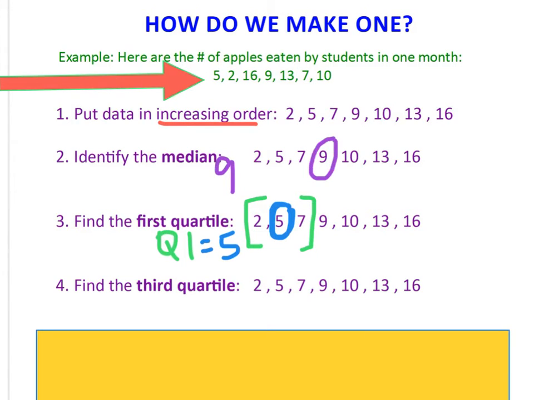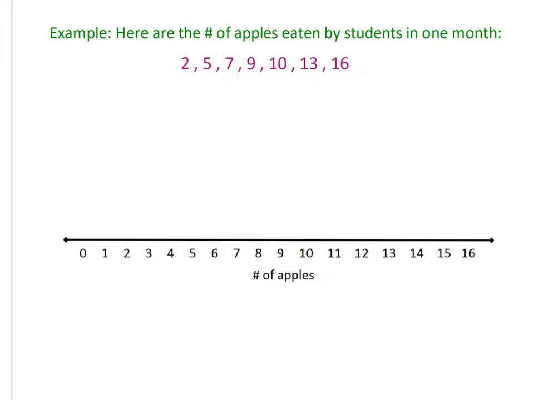The third quartile is the middle of the upper half of my data. Since 9 was my median, the upper half of my data are these 3 numbers, 10, 13, and 16. 13 is the middle of my upper half. The middle of my upper half would be Q3. Once I have those, you are ready to graph.